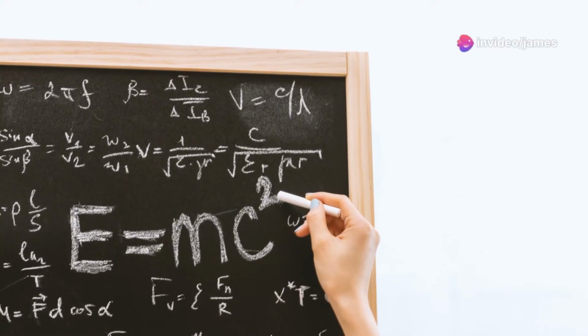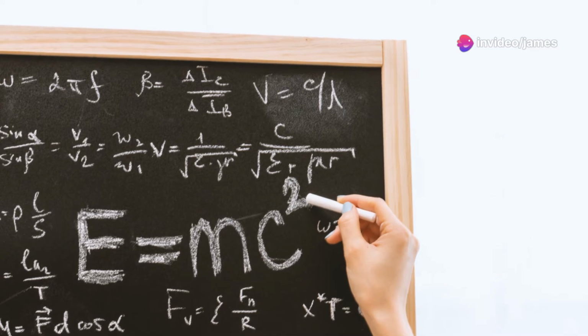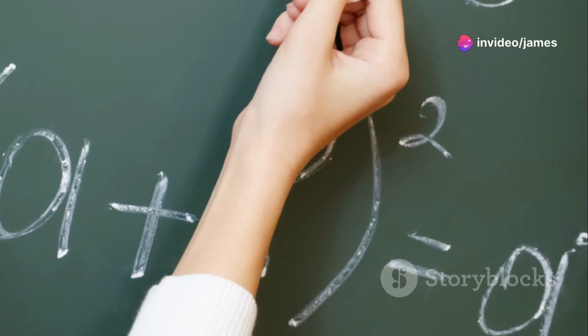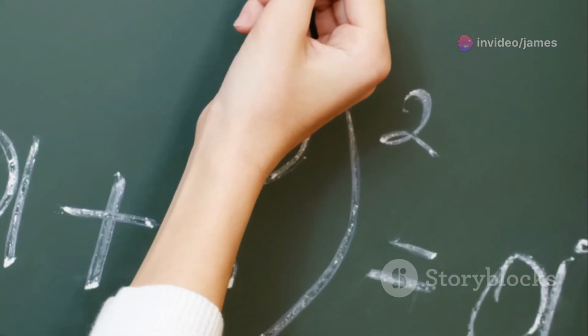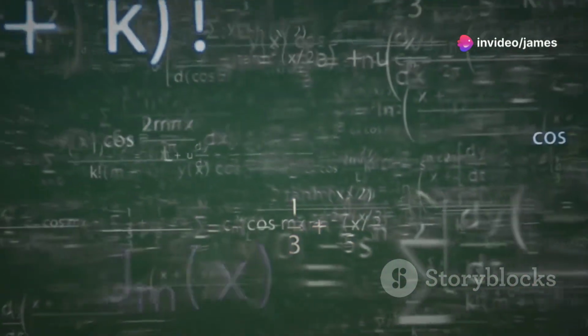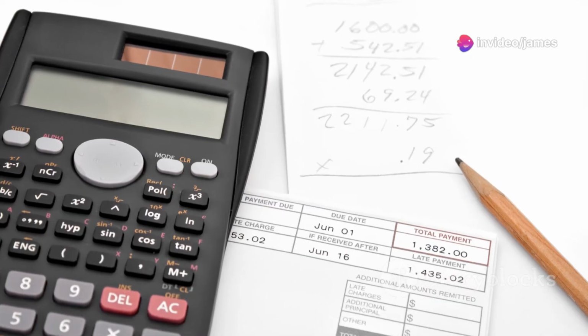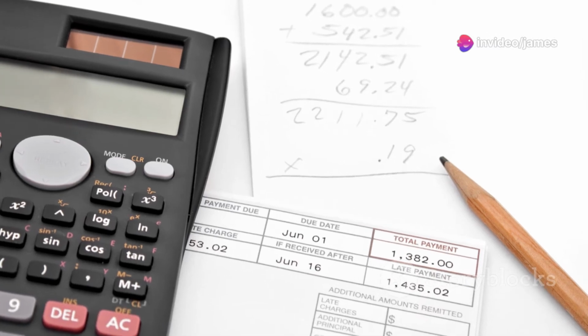Now, let's plug these values into Coulomb's law. F equals k times Q1 times Q2 divided by r squared. F equals 9 times 10 to the 9th newton meters squared per coulomb squared times 2 coulombs times minus 1 coulomb divided by 0.1 meters squared. F equals minus 1.8 times 10 to the 12th newtons. Wow, that's a huge force.